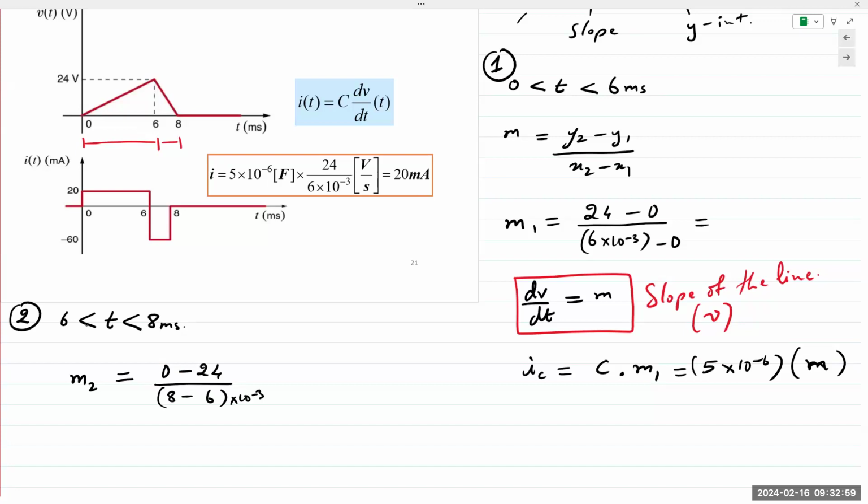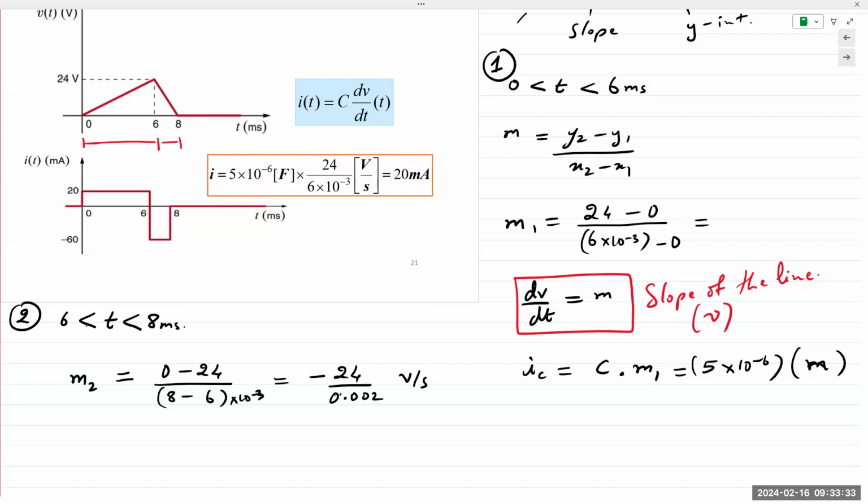M2 in this case would be 0 minus 24 divided by 8 minus 6 milliseconds again. That would give me minus 24 over 0.002, and this would be volts per second. So it's coming down at the rate of 24 volts for every 2 milliseconds, or 12 volts per millisecond.